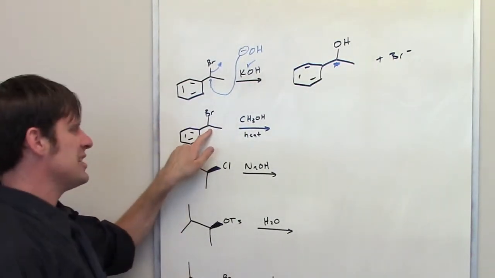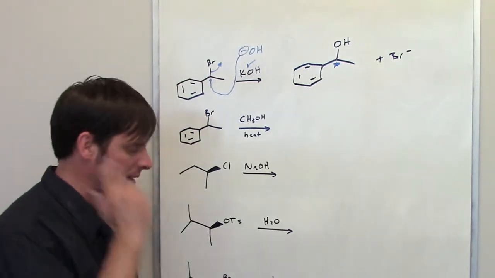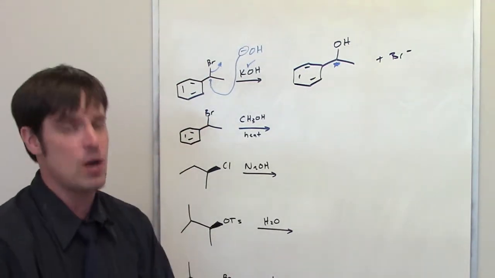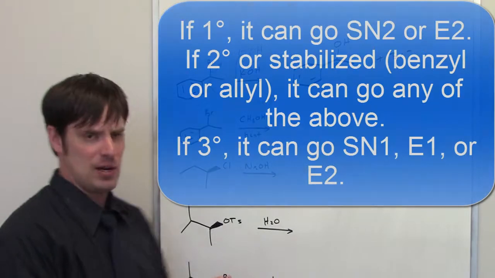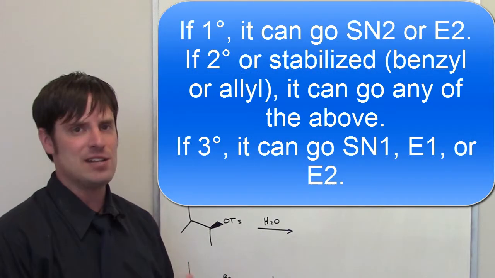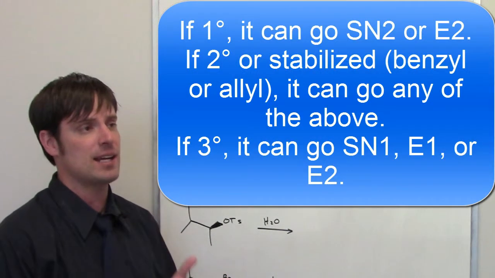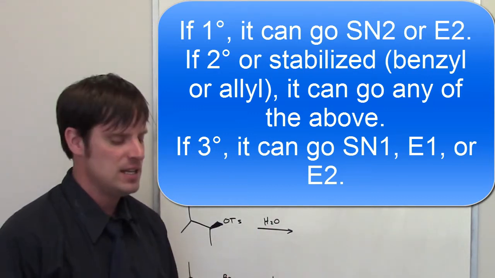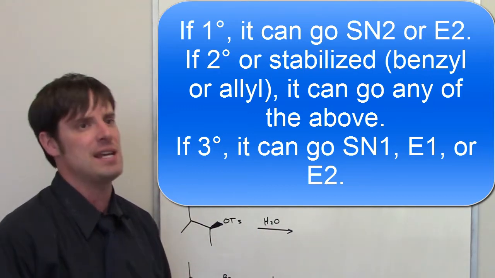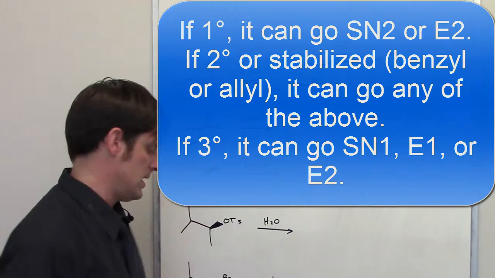Once again, this is the carbon bound to my leaving group, the bromine. Is it primary, secondary, or tertiary, or stabilized? If it's primary, it's going to be either SN2 or E2. If it's secondary or stabilized, it could be any of the above. If it's tertiary, then it can only be SN1, E1, or E2.